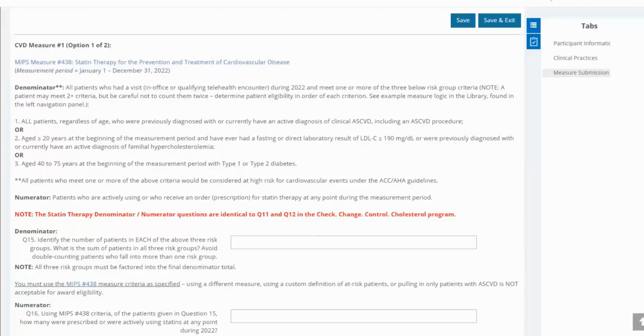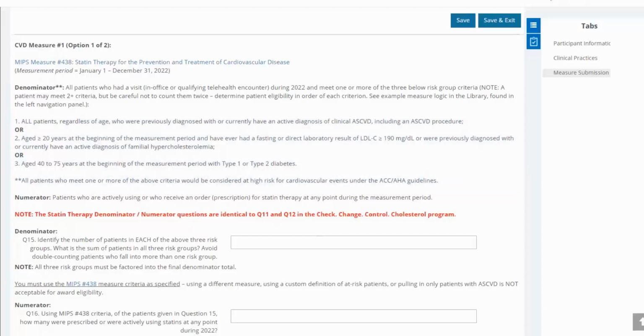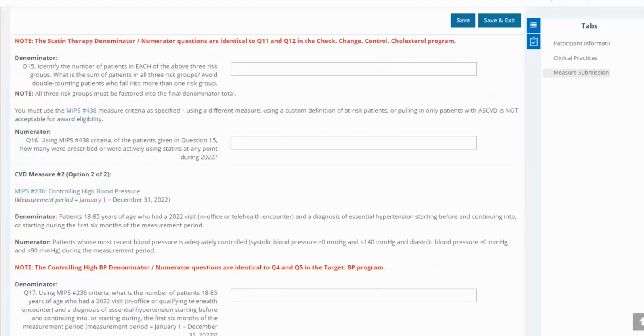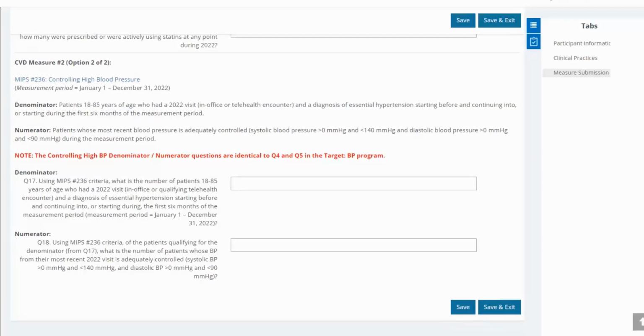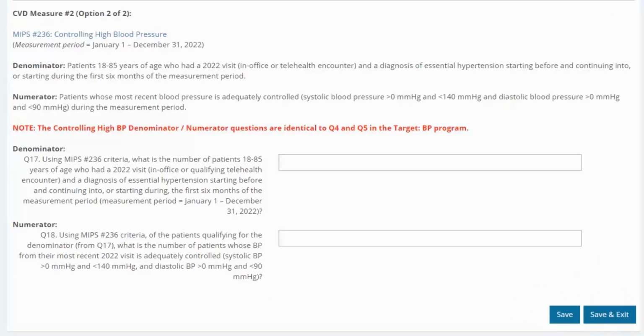When calculating, you can determine how many patients are in each risk group and provide the sum of all three, but be careful not to double count patients who fall into more than one risk group. For full details on this measure, check out our video on how to submit data for check change control cholesterol. I'm choosing to leave these blank and answer questions 17 and 18 instead, since I already have data easily available for the next measure due to my organization's participation in Target BP. Remember, I will give an identical answer here as I provided in Target BP.